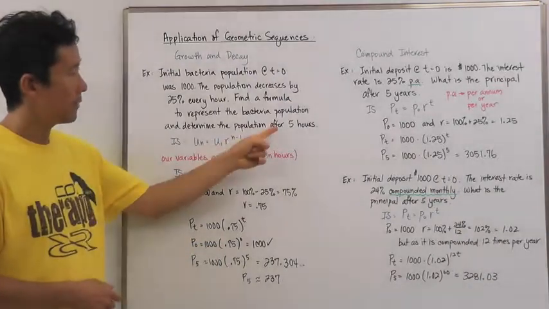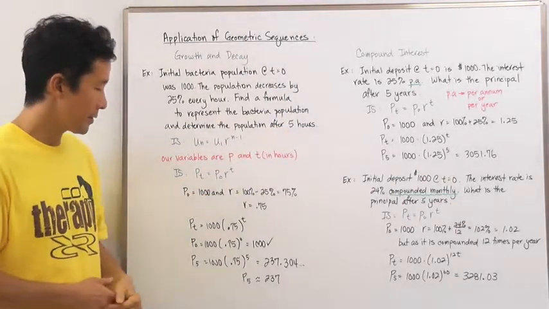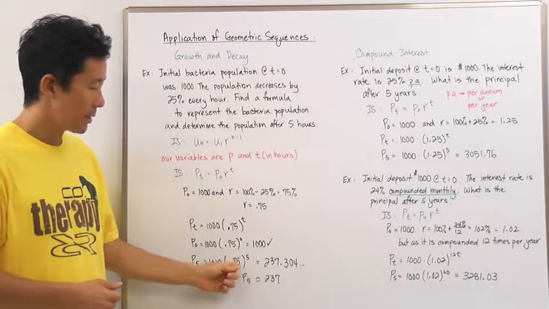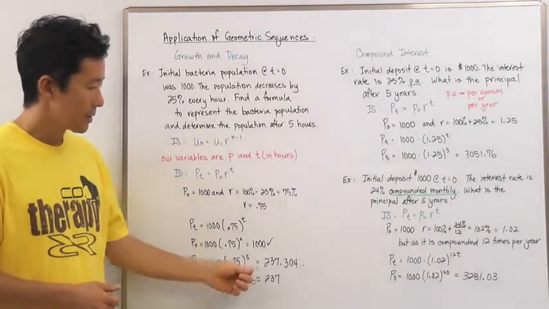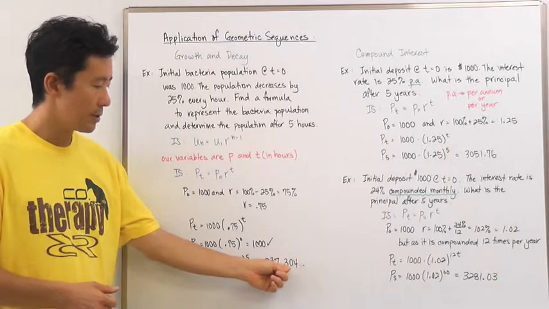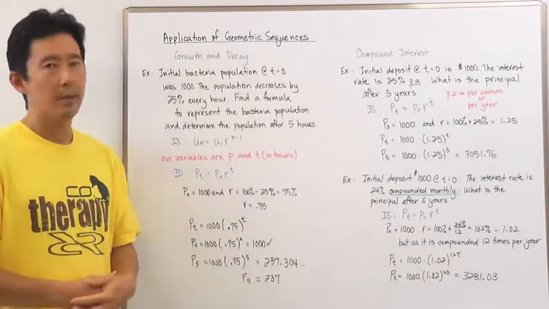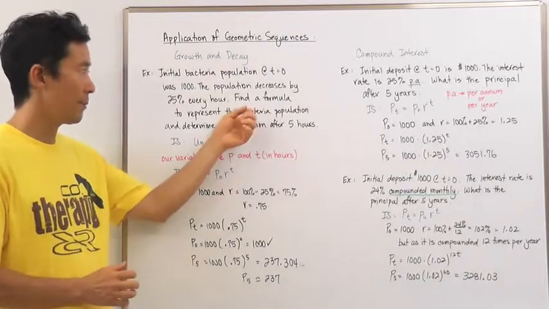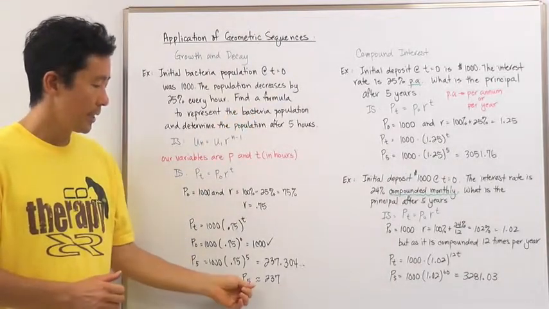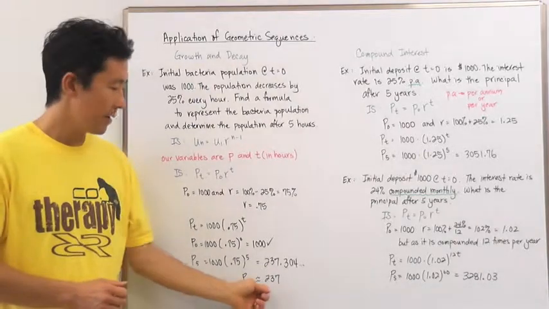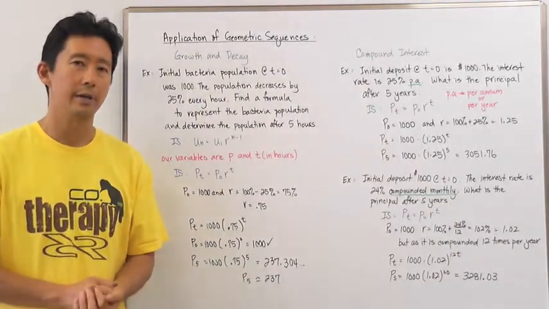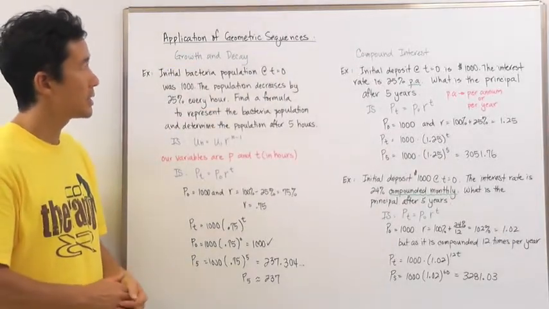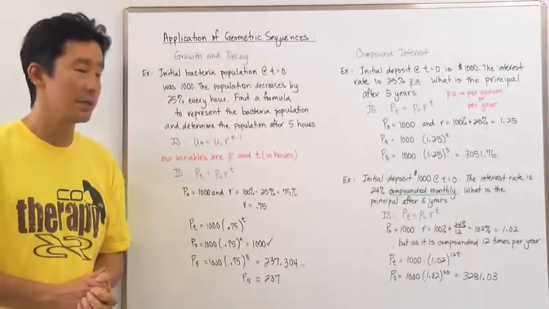So if I wanted to find out what the population is after 5 hours, well, t is just going to be equal to 5. So 1,000 times 0.75 raised to the 5th power is going to be 237.304... And being that we're dealing with a number that is counted in terms of bacteria, why don't we approximate p sub 5 to be 237 bacteria. So that's how we can use geometric sequences and apply them to growth and decay situations.